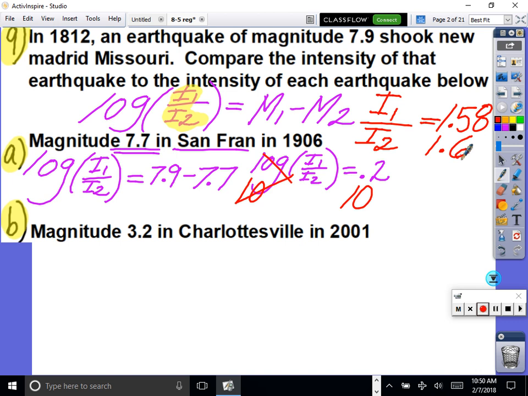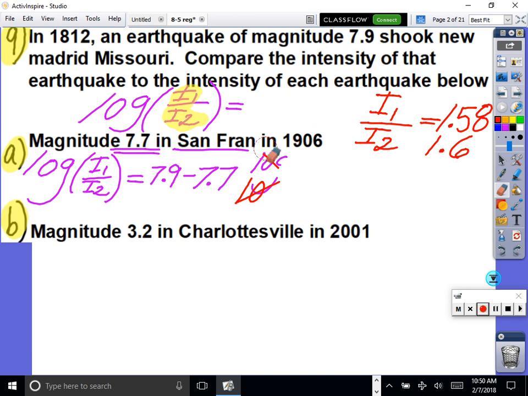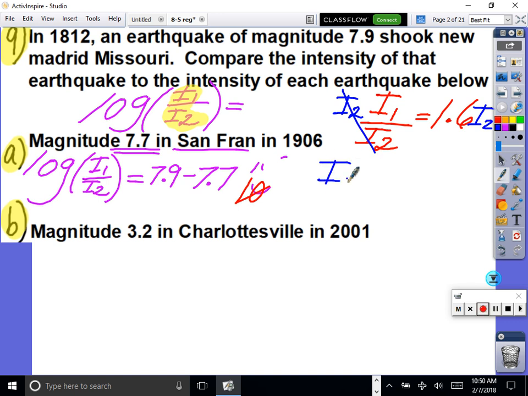So you guys, that's almost 2, isn't it? Pretty much, it's almost 2. So everybody, look at what this is saying. Right now I have intensity 1 divided by intensity 2 equals 1.6. Now think about it. I don't want to look at division, so I'm going to multiply both sides by I2. Now look at my statement: the intensity of the first earthquake is equal to 1.6 times that of intensity 2.